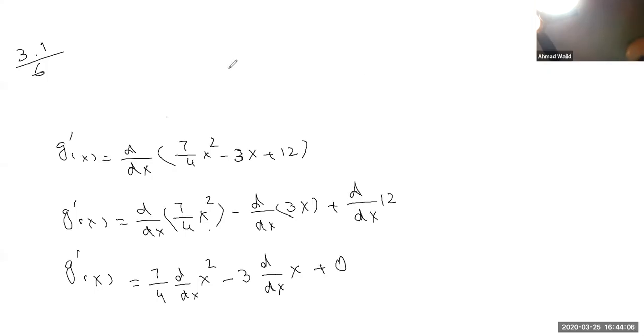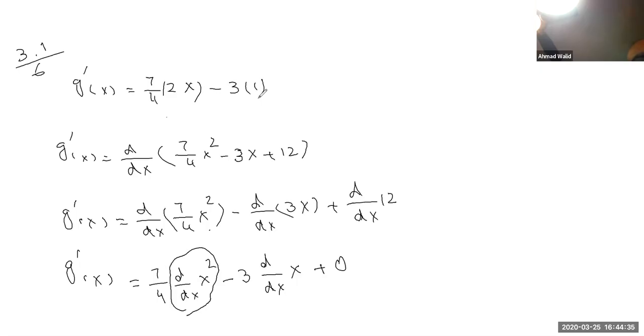Now, from here on, g prime x equals, keep 7 over 4, which is your constant, and take the derivative of this part. What is the derivative of d dx of x squared? It gives you 2x, right? Agree? Minus, keep 3. What is the d dx of x? We just calculate d dx of x is always 1.